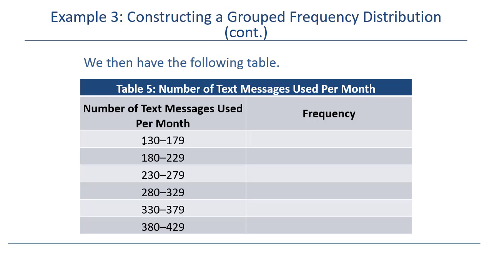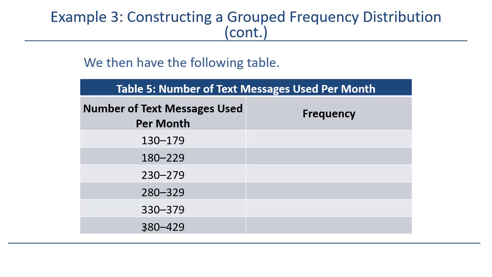So you would know that you would have everything from 130 up to 179.99999, because you would say 130 and then up to less than or equal to 180. And then the next interval would be 180 up to less than or equal to 230. So that's how you would do this if you had continuous data.